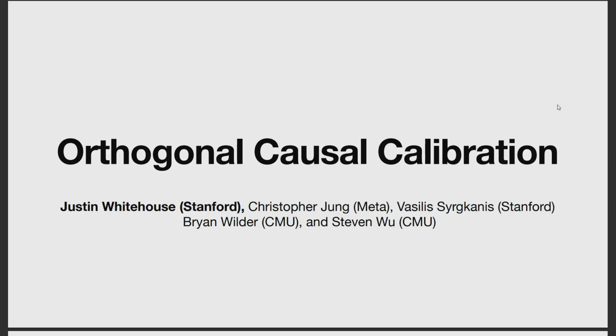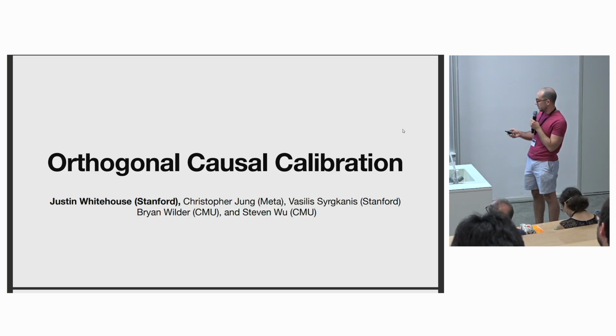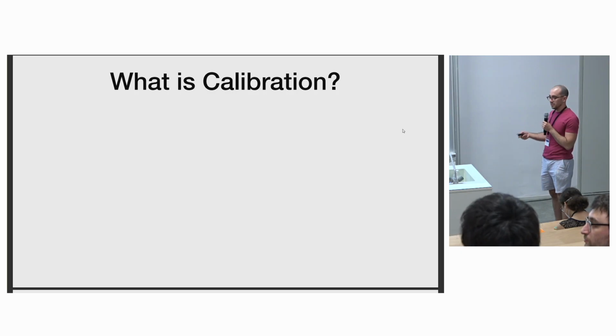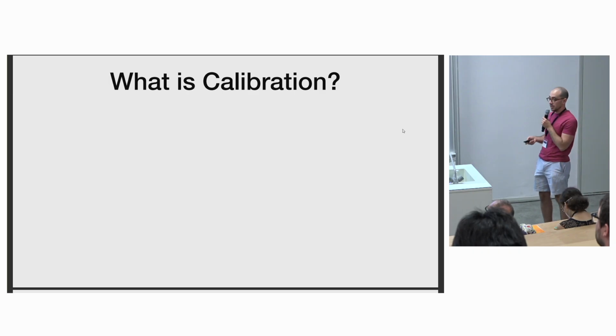As was said, I'll be talking about causal calibration today. This is joint work with Chris Chung at Meta, Vasilis Serkanis, Brian Wilder, and Stephen Wu. Before I dive into the formal problem statement and our results, I want to talk about what is calibration, what is causal inference, and how these two topics interplay with one another. First of all, I'll start with calibration.